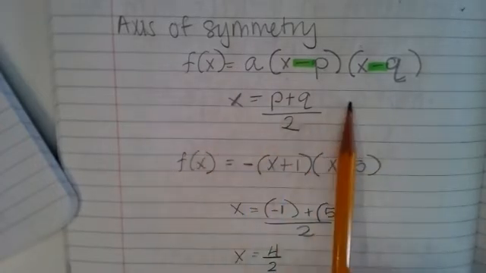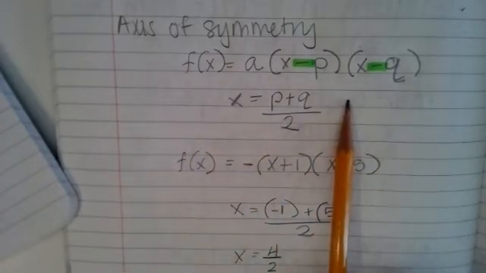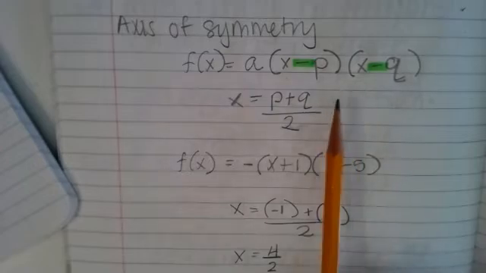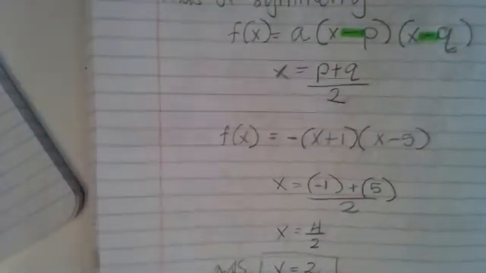So this formula is the second formula that needs to be memorized. You might want to star that to remind yourself. So the axis of symmetry is 2. Now what we're going to do after that is find the vertex.